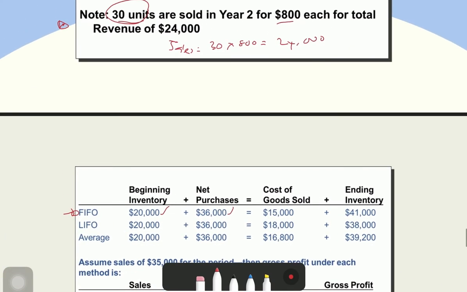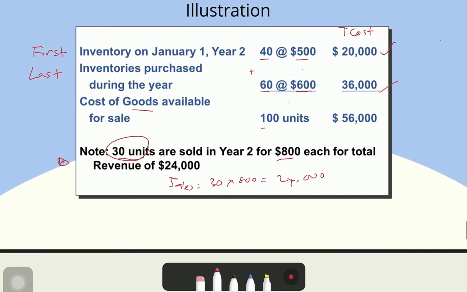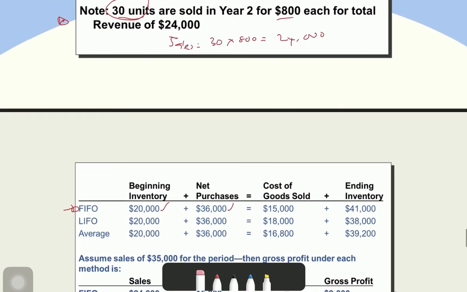The question said that the company sells 30 units. So bila FIFO ni, dia akan jual yang dia beli stok mula-mula dulu. First in, first out, stok tu yang dia jual dulu. So daripada 40 ni dia akan jual 30. So kita akan minus 30 kat sini. So 30 yang dia jual, 30 times 500. So the cost of goods sold is 15,000. Yang ni 15,000. Datanya daripada mana?